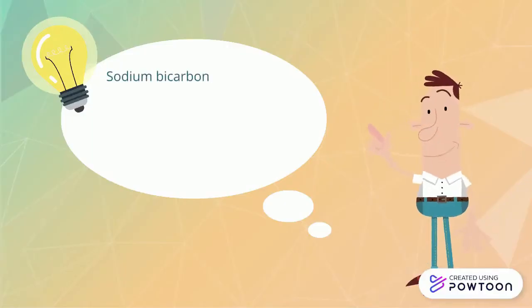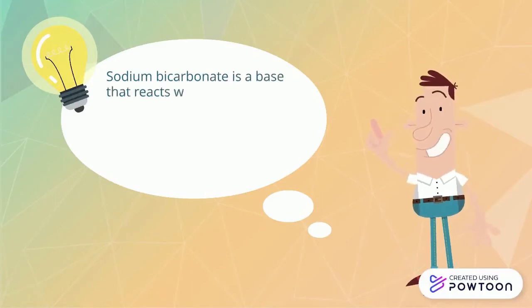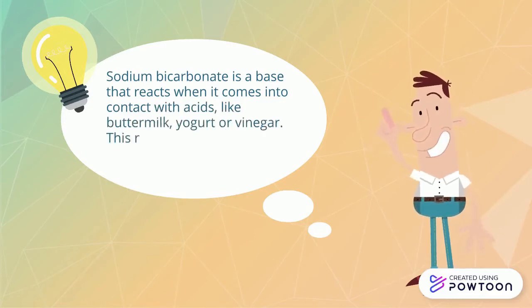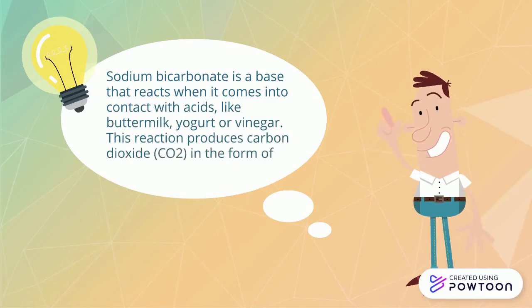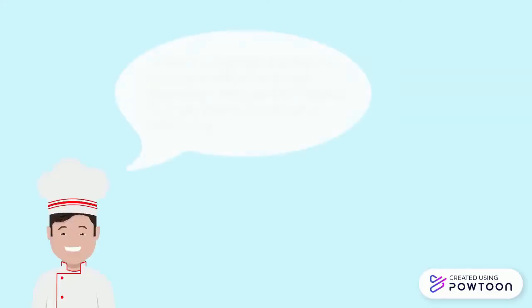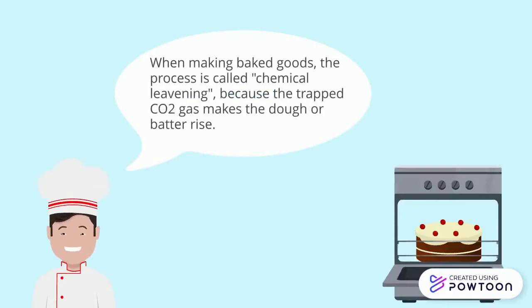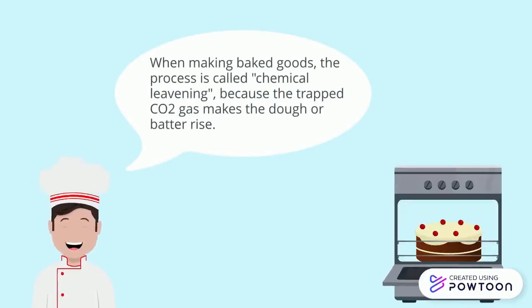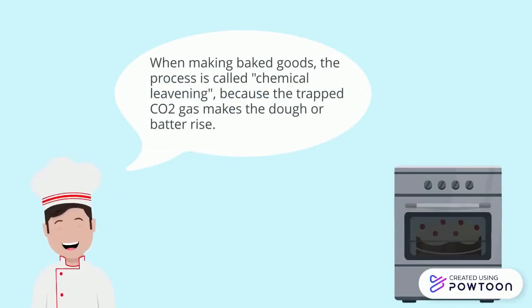Sodium bicarbonate is a base that reacts when it comes into contact with acids, like buttermilk, yogurt, or vinegar. This reaction produces carbon dioxide in the form of bubbles. When making baked goods, the process is called chemical leavening, because the trapped carbon dioxide gas makes the dough or batter rise.